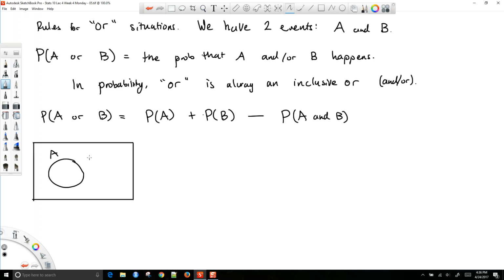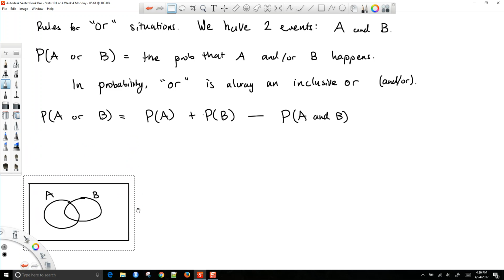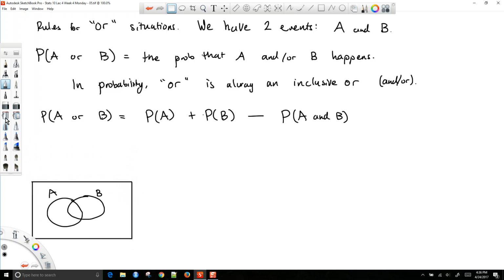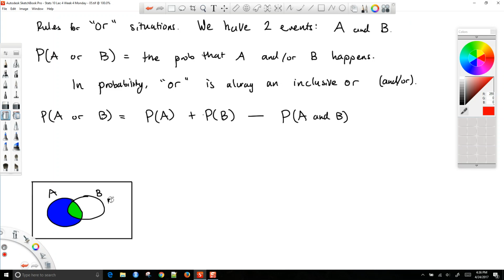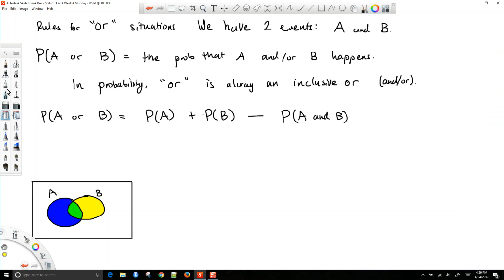Okay, so this circle can represent A. This circle can represent B. And what we want, when we talk about A or B, let me color this in. The probability of A or B is this shape, okay?